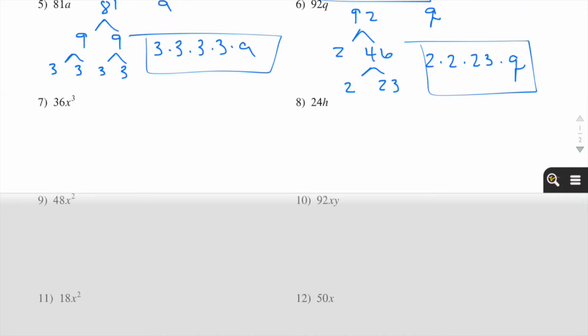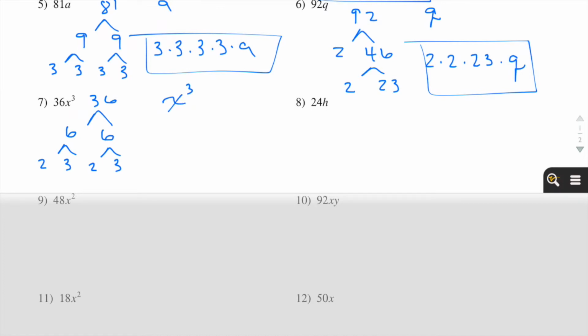Number 7, 36x cubed. So let's go ahead and write 36. What two numbers go into 36? Well, we can do 6 and 6. You can also do 12 and 3. Let's break down this 6. We get a 2 and a 3. This 6, we get a 2 and a 3. Neither of those break down any further, so let's go ahead and do the x cubed.